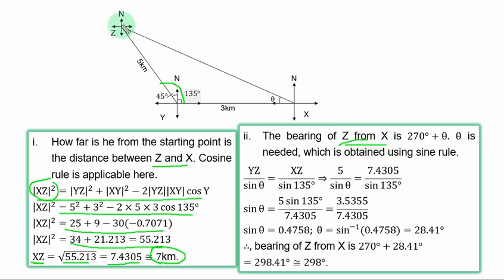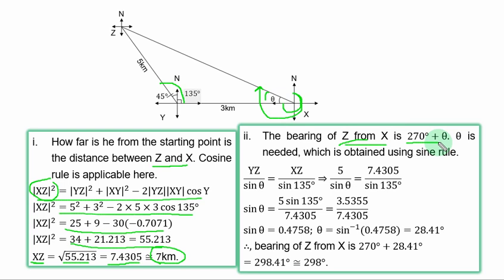Roman figure 2, the bearing of Z from S. This is Z, this is S. The bearing is 3 digits. So you have to start from the north to that line that joins Z and S together. Now, from here to here alone is 270. That is 3 quadrants together. This remaining angle theta is needed. So the bearing is 270 degrees plus theta.